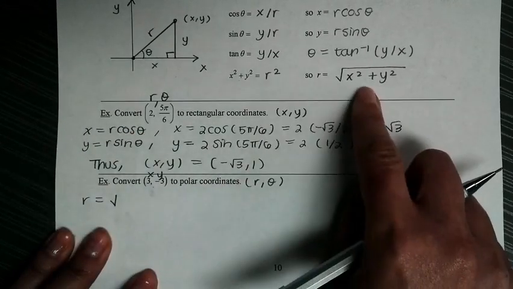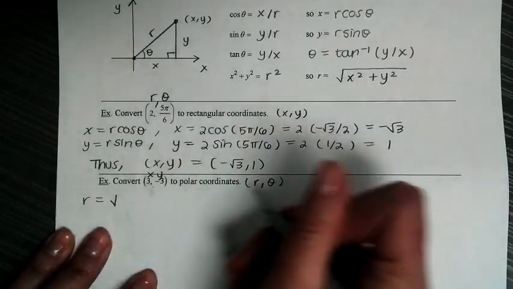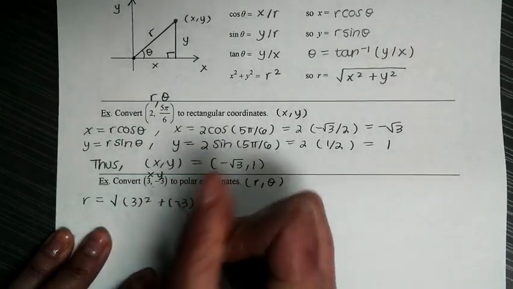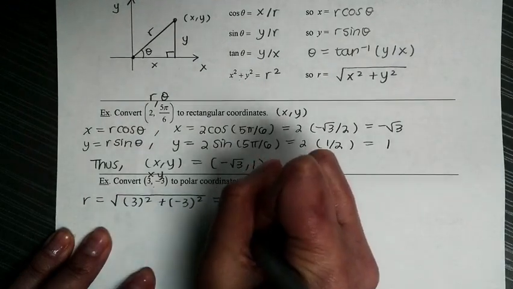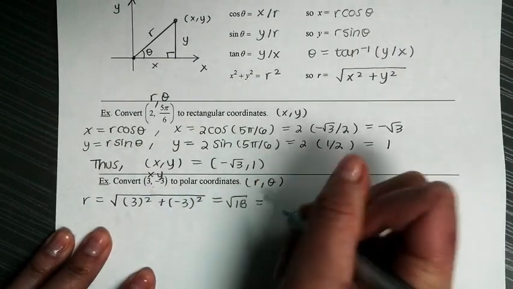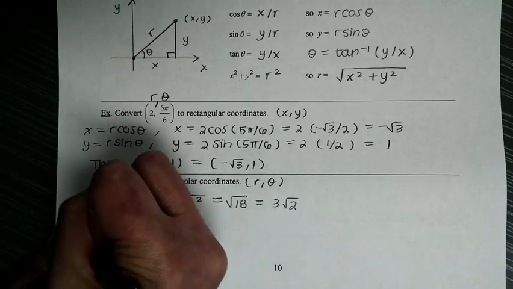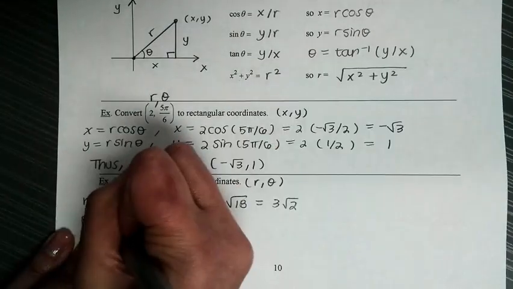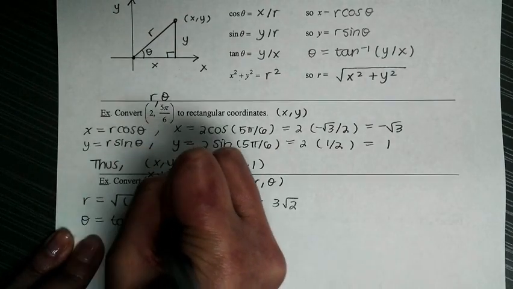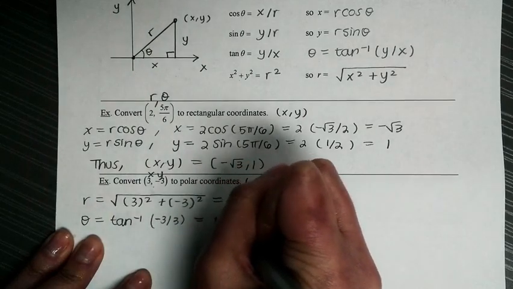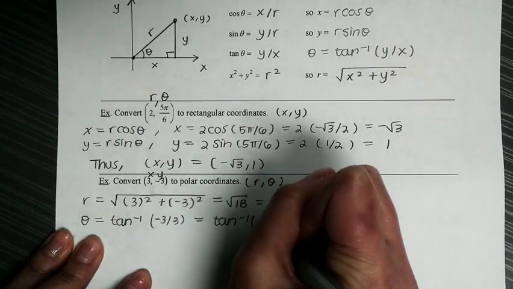So you know that r, this formula, you're going to use that one. So it's going to be 3 squared plus negative 3 squared. Okay, everything inside the square root. So this is going to be root 18, which you know that you can simplify as 3 root 2. So you have your r. Now your theta, you know that theta is going to be equal to tangent inverse of y over x, which is negative 3 over 3, meaning that you are looking for the tangent inverse of negative 1.